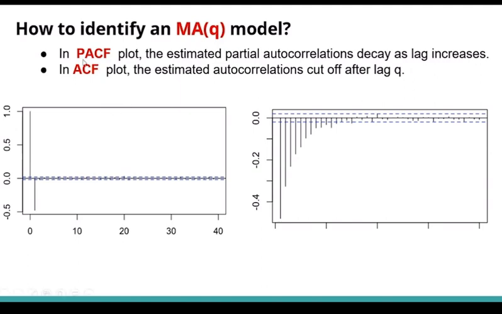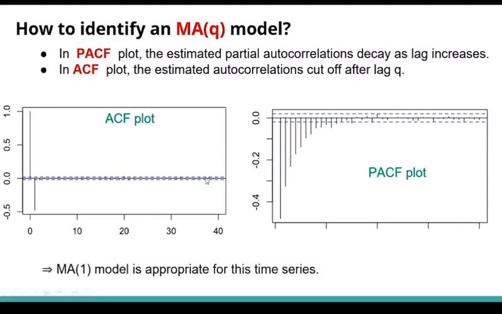So if you take a look, the way we identify an MA model is different from the way we identify an autoregressive model. So this is the ACF plot, and as you can see, the ACF plot cuts off after a particular lag, while the PACF plot decays to 0. So this is a reverse of what we did in the autoregressive model. And what this implies is that MA of order 1 is appropriate for this time series.